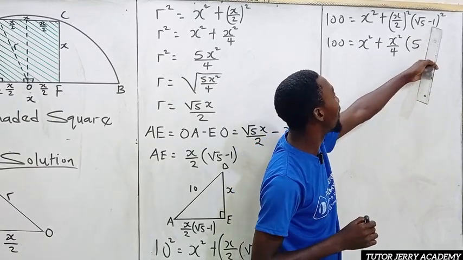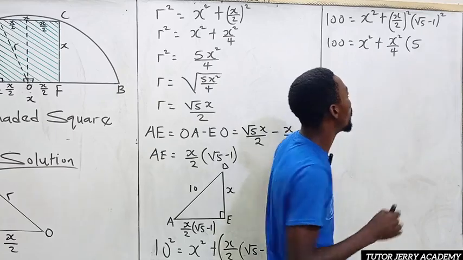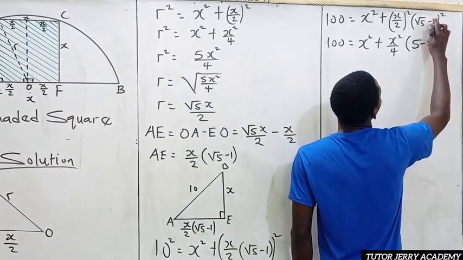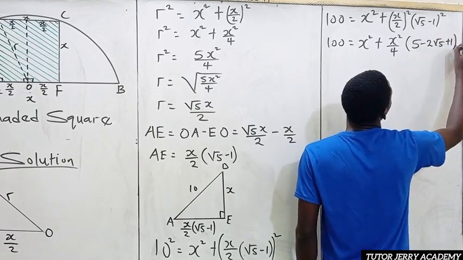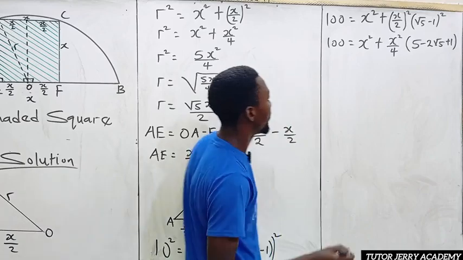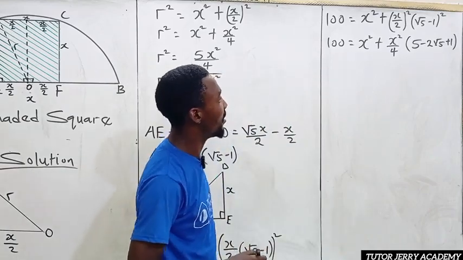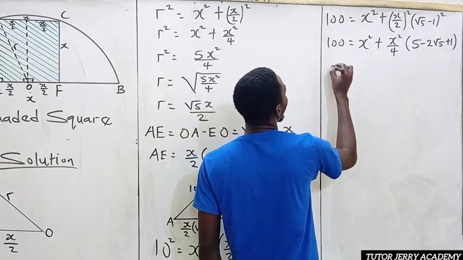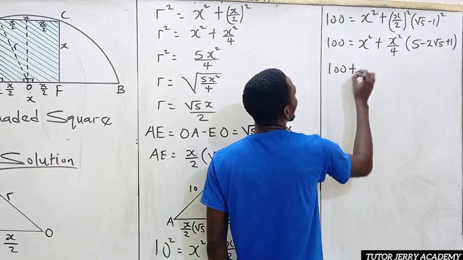Then root 5 multiplied by minus 1 multiplied by 2, I'm going to have minus 2 root 5. Then if I put 1 on this, I'm going to have plus 1. Alright. So now from here, if we continue with this, we know that 5 plus 1 is 6. Alright, so we are going to have 100 plus what?